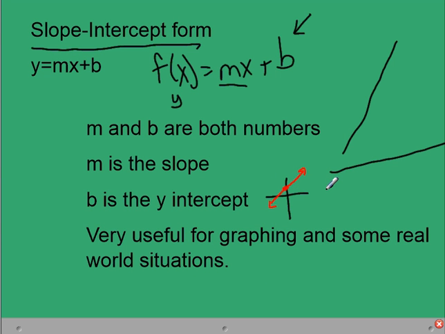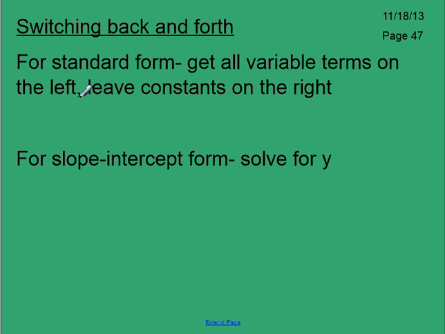This form is extremely useful when you are graphing. It makes graphing very, very easy. And there are some real-world situations that are easier to understand when you put them into slope-intercept form. And once again, tomorrow we're going to talk about what those real-world situations are.